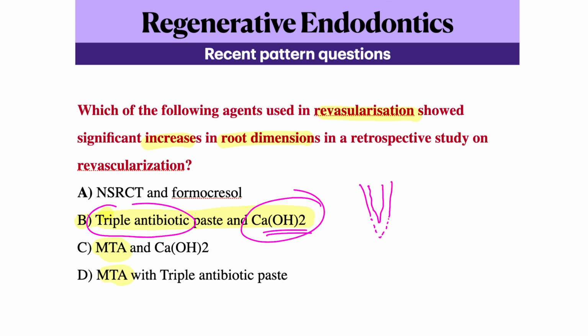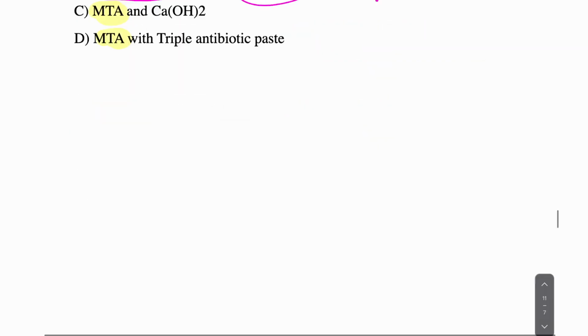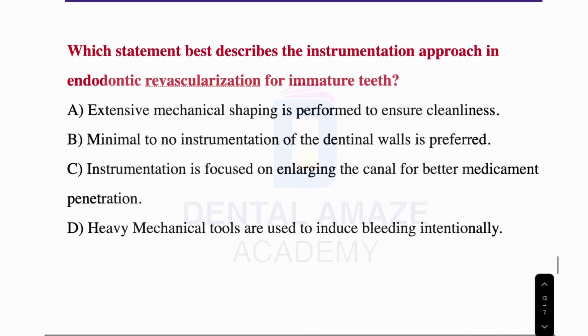It doesn't mean that MTA didn't show it, but yeah, MTA also had, and even formocresol showed it. And what is basically NSRCT? It is non-surgical root canal treatment. Okay, so basically there was a study conducted which shows the best results, and it was found that triple antibiotic paste and calcium hydroxide showed the best results. Okay, now coming on to the next question.